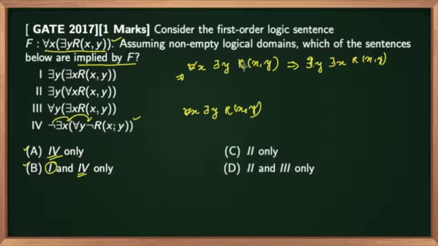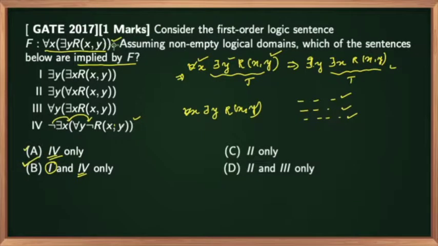It says for all x there exists a y, right? So if this statement is true, then at least one pair of x and y should be true, right? See, if you consider it as a row, it says for all x there exists a y, so that means in this row at least one is true, in this row at least one is true, and in this row at least one is true, right? So here it says at least one pair should be true. So if the left hand side is true, I can say the right hand side is true, right? So the answer should be 1 and 4.